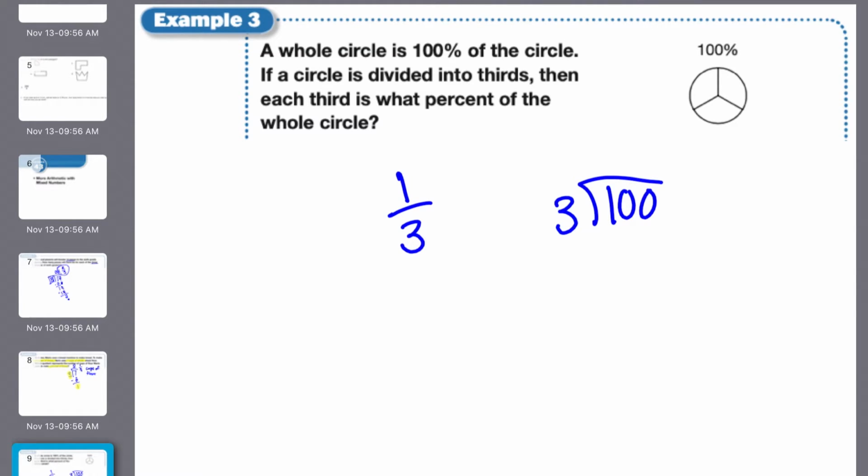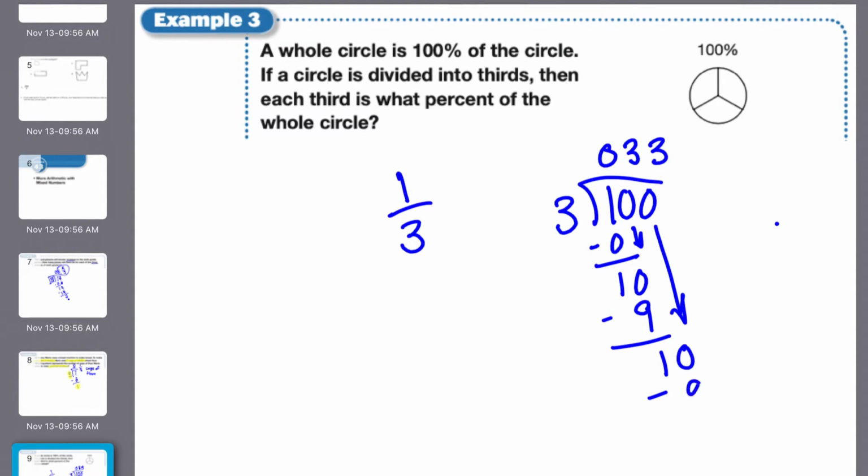So I'm going to divide this out. Three goes into 10 3 times, minus 9. Three again. All right, now we're all out. Nothing left to drop down. So once again, you put the remainder as the numerator, you put the divisor as the denominator. So I have 33 1/3, which means 1/3 is equal to 33 1/3%.